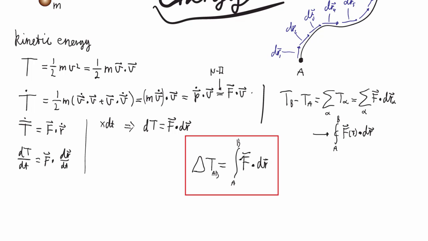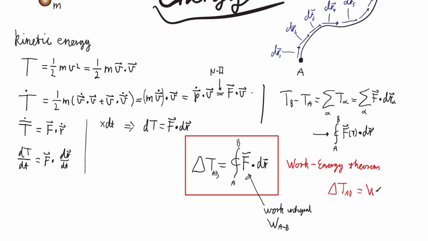All right. So this integral here is known as the work integral. It corresponds to the total amount of work that's being done on the particle. Right? And this relationship here is the work-energy theorem. So we can also write the work-energy theorem as delta T going from A to B equals the work done on the particle from A to B.